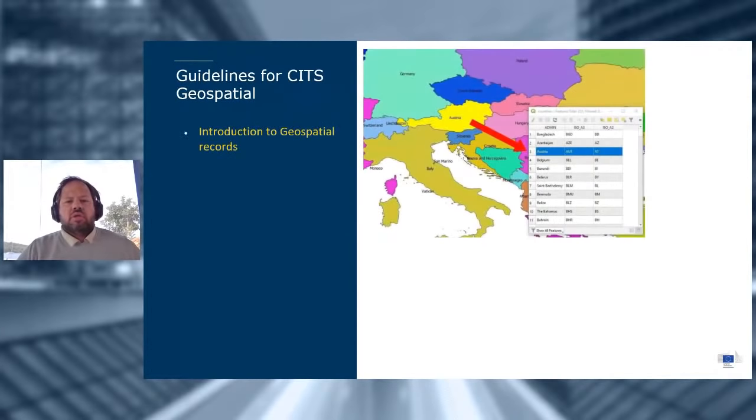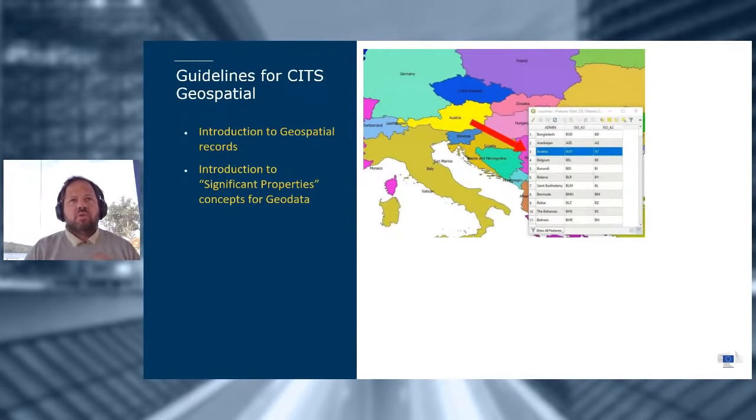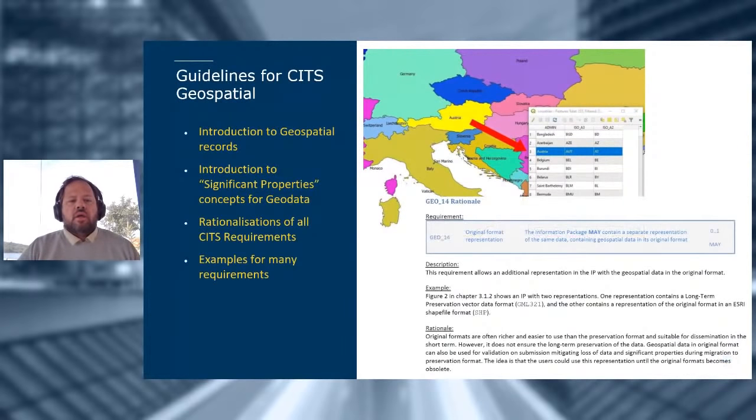The guidelines are actually introducing the geospatial records concepts and some basic information, which is what we said would help the archivists learn more about geospatial records. The second thing is we introduced the geosignificant properties concepts, which actually help the data producers understand which elements and which types of documentation is required so that the data can be reused in the future. And of course, we rationalized and explained every requirement in the SIDS guideline, in the SIDS specification.